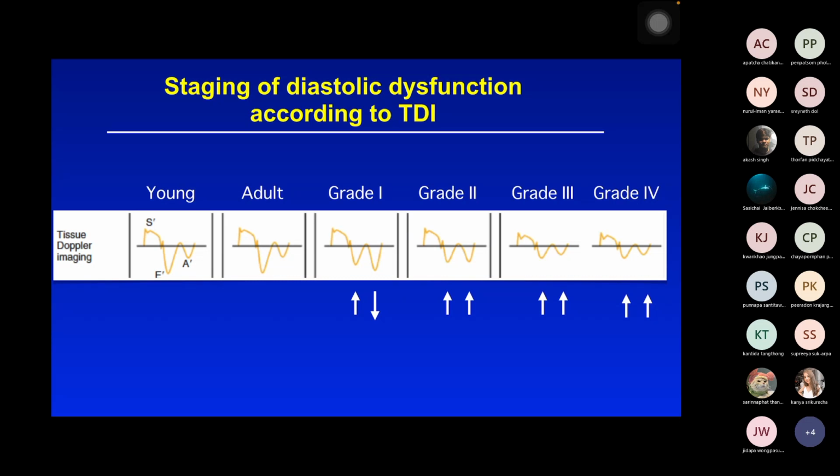In grade 2, same as grade 2 from the MV inflow, you see E prime is again a little bit increased and A prime is a little bit decreased. In grade 3, E prime is decreased and A prime is also decreased. In grade 4, E prime is exaggeratedly decreased and A prime is also decreased too.